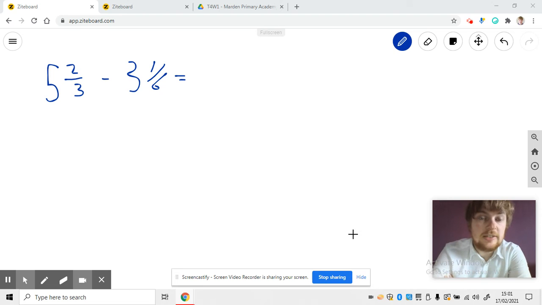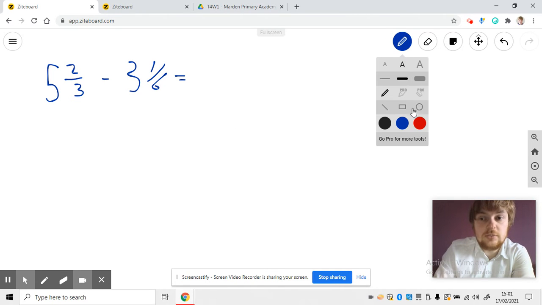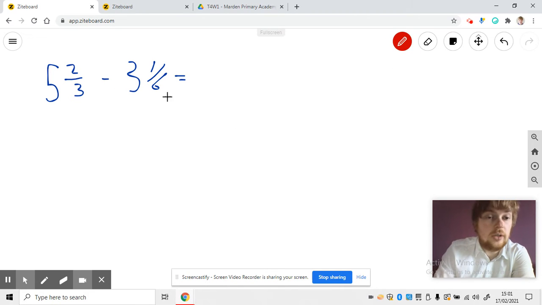But as you can see from the question on the board, this is going to be subtracting two mixed numbers, and there's going to be a two-step approach to this, okay, which hopefully will make sense to you, which you can then apply on the second question, and then obviously on your own questions. So we have 5 and 2/3 subtract 3 and 1/6.